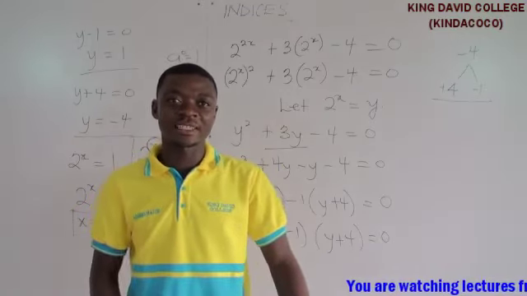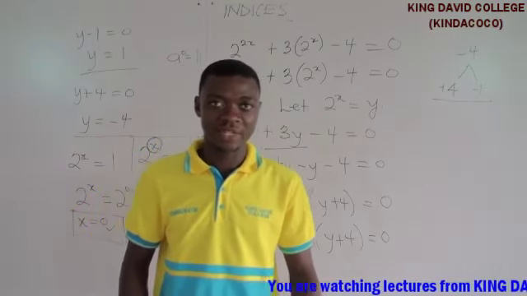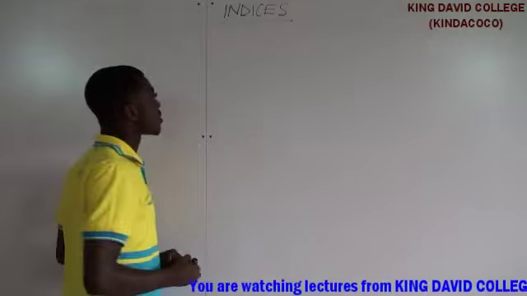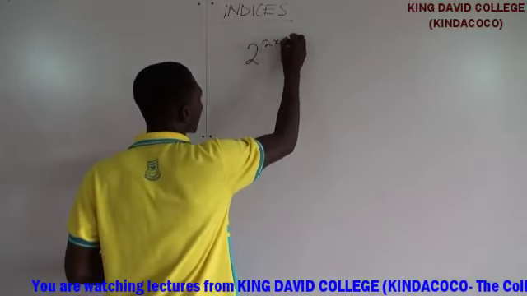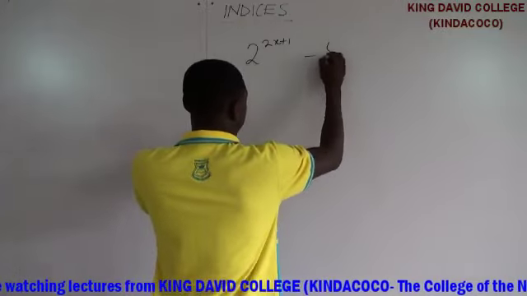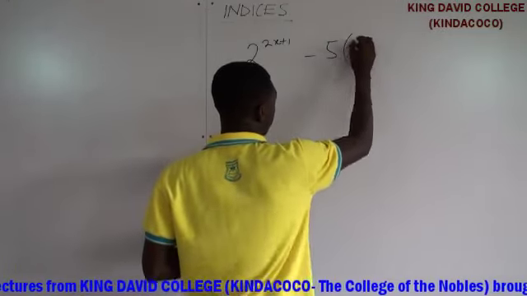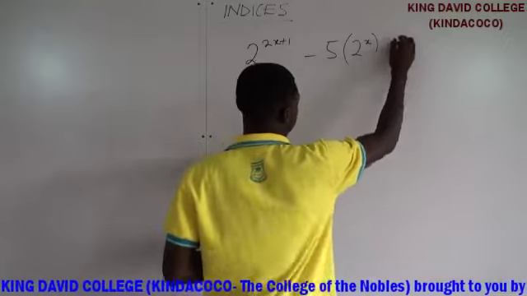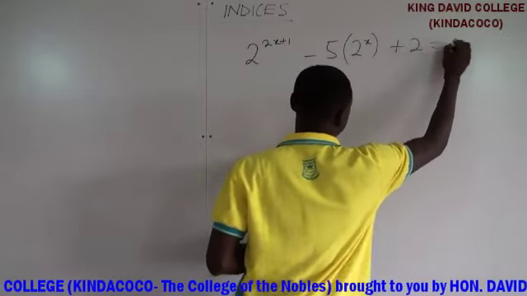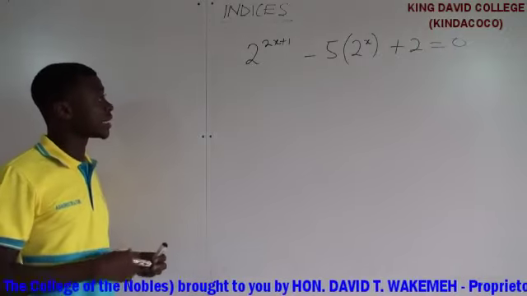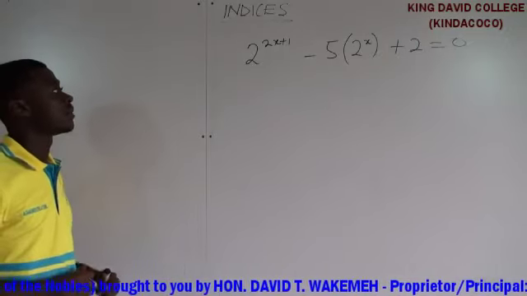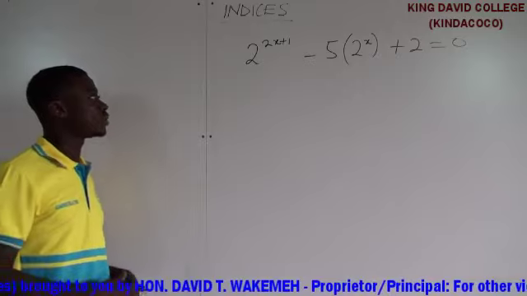Let's try another example on this. Okay, let's try another example. So let's look at this. 2 to the power 2x plus 1 minus 5 times 2 to the power x, all this plus 2 is equal to 0. So you're having this situation. Okay? You're having this. Now you remember what I told you.